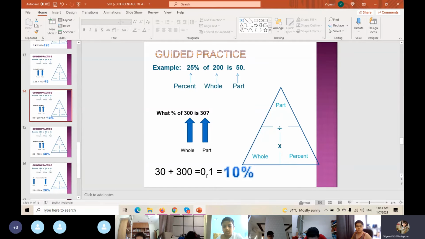So you have to move 2 decimal places to your right, so it becomes 10 percentage. Have to write percentage since the question is asked in percentage.